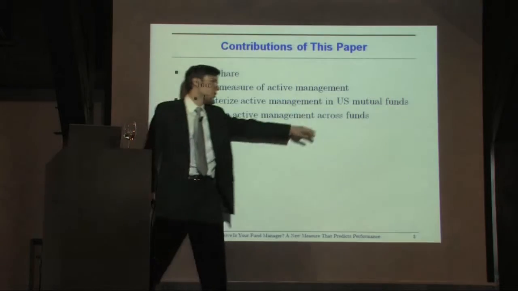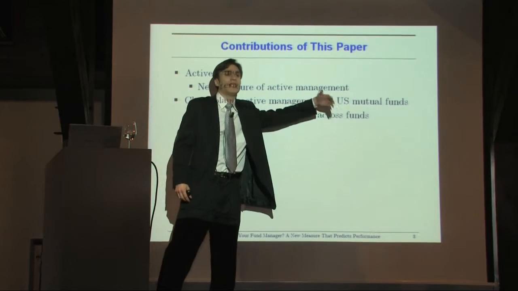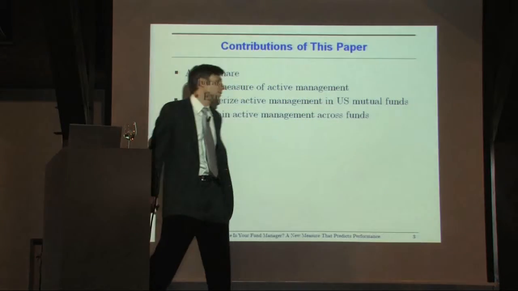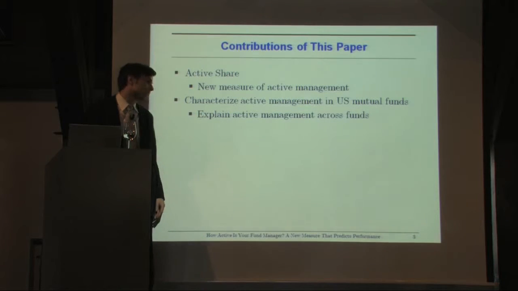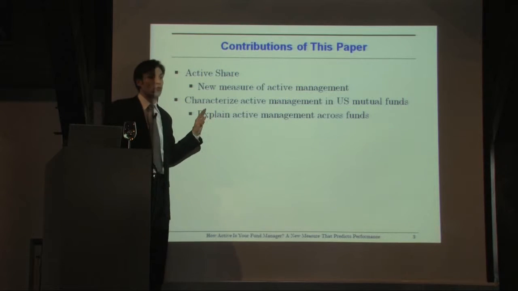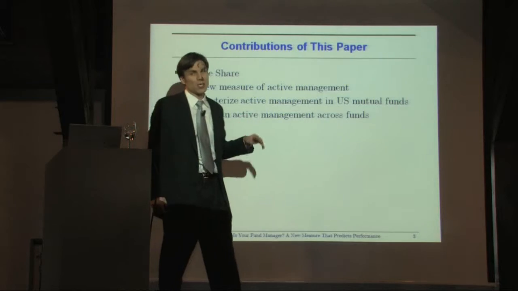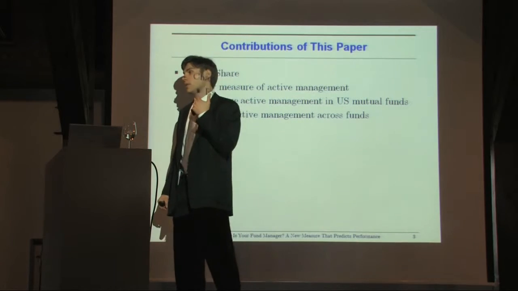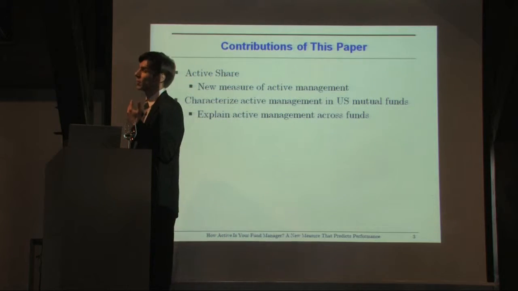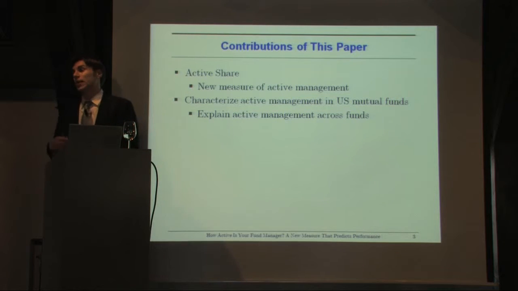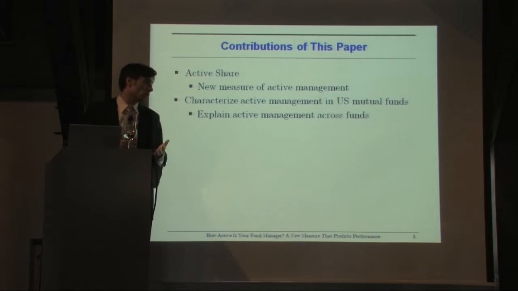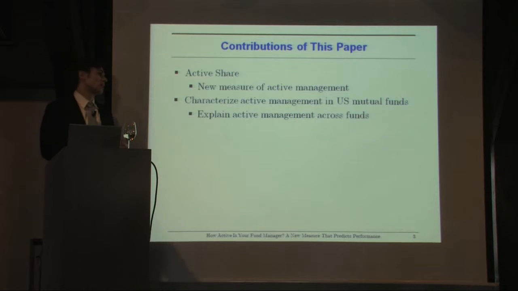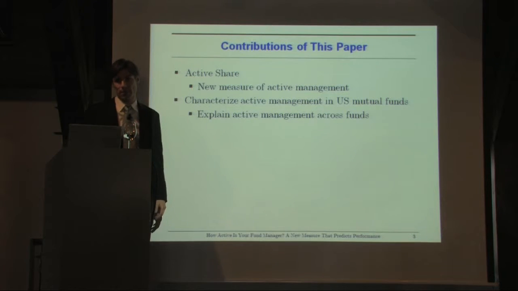And our sample is U.S. mutual funds. I mean, that's the sample that we have easy access to in terms of data. So that's the sample that we work with. So what we do is we look at the cross-section of mutual funds. So here we want to see things like how is active management related to, for example, fund fees? How is it related to manager tenure? How is it related to fund size? And that kind of thing.